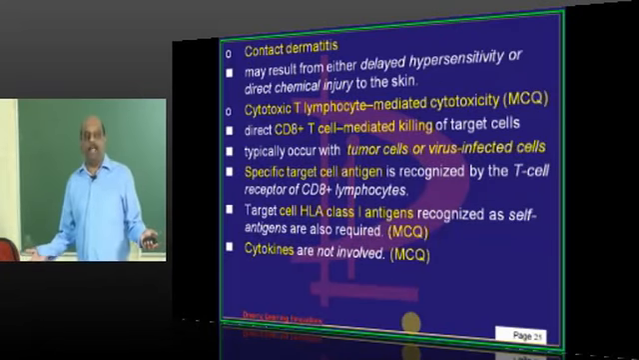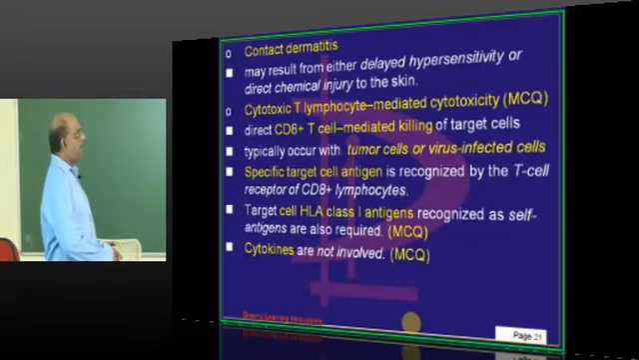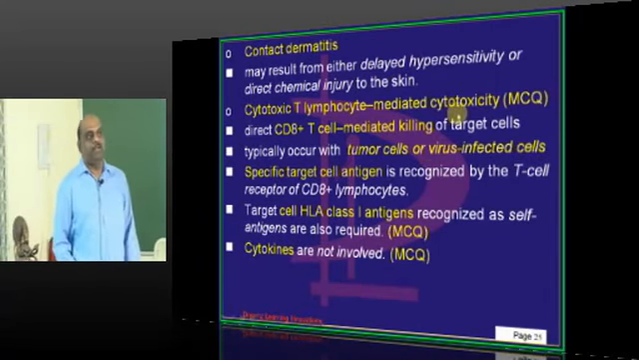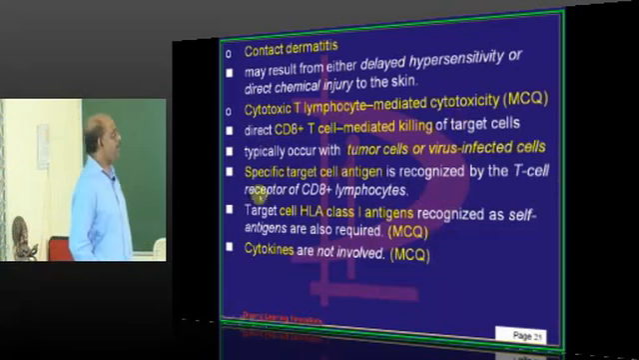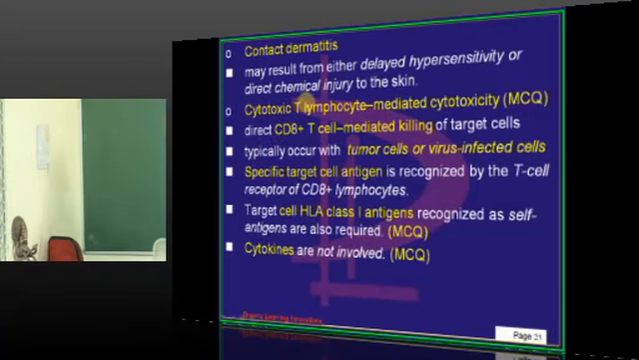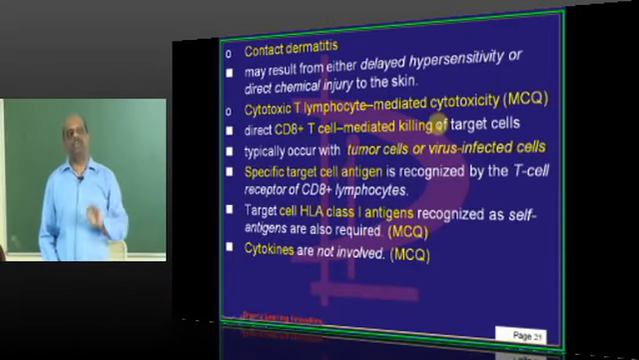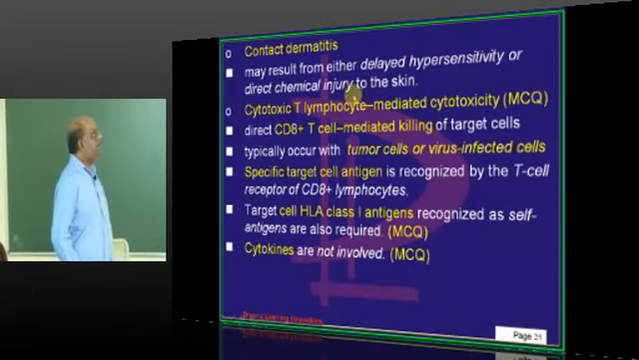Then contact dermatitis. So it is also because of a delayed hypersensitivity reaction. Now in this context we need to know what is called cytotoxic T lymphocyte mediated cytotoxicity. What is the meaning of it?